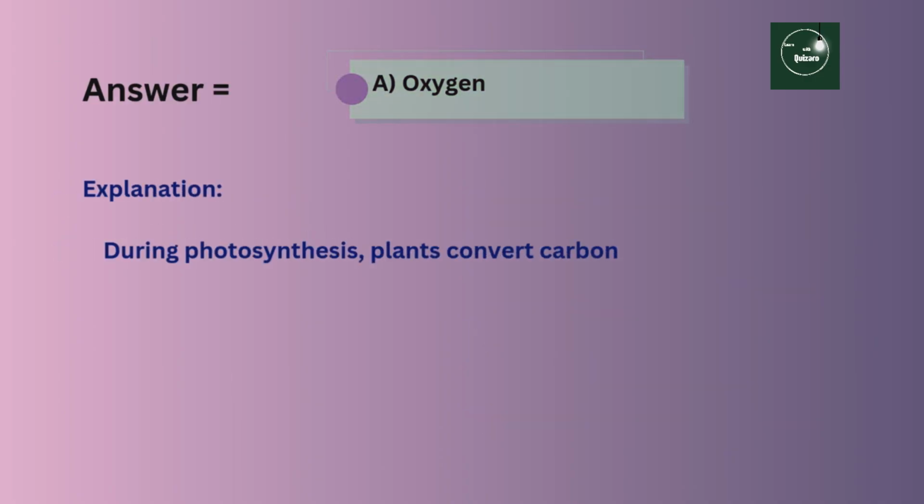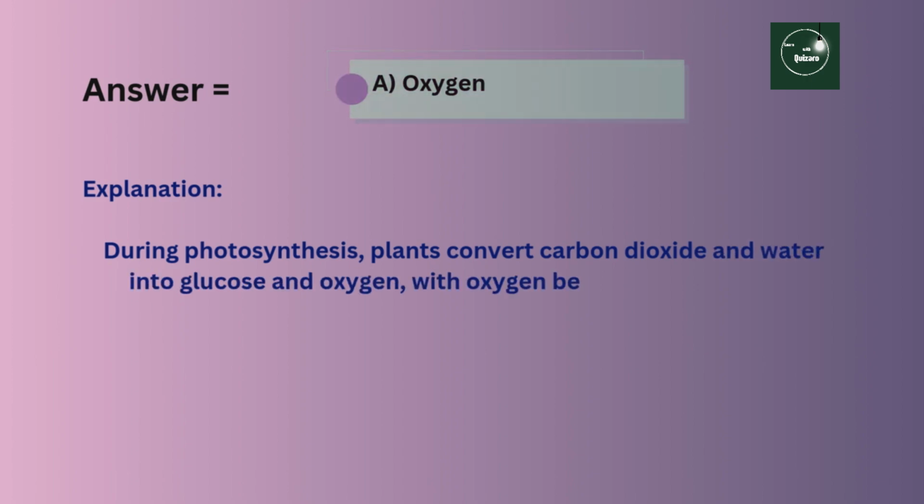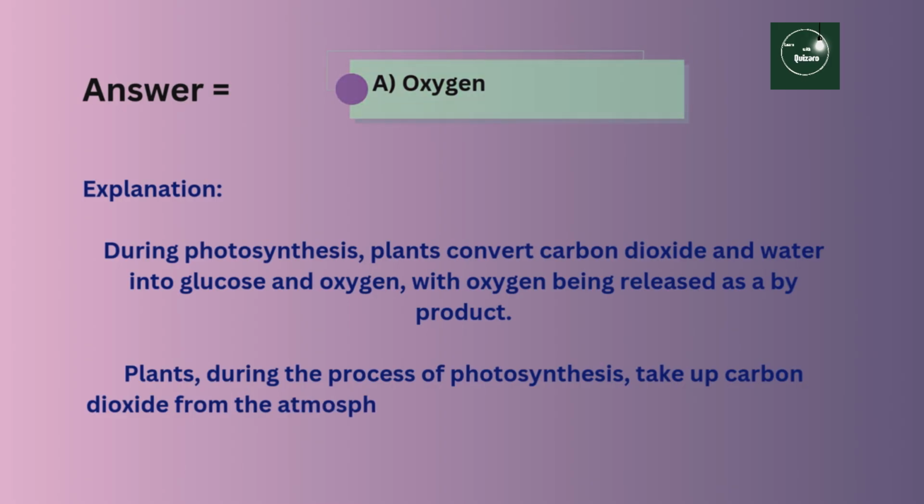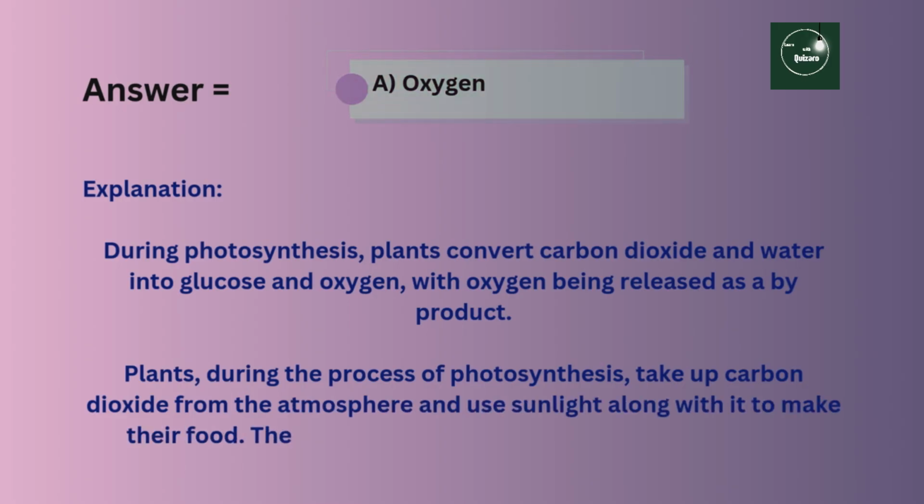Answer is A. Oxygen. During photosynthesis, plants convert carbon dioxide and water into glucose and oxygen, with oxygen being released as a byproduct. Plants, during the process of photosynthesis, take up carbon dioxide from the atmosphere and use sunlight along with it to make their food. The gas produced as a result of photosynthesis is oxygen.